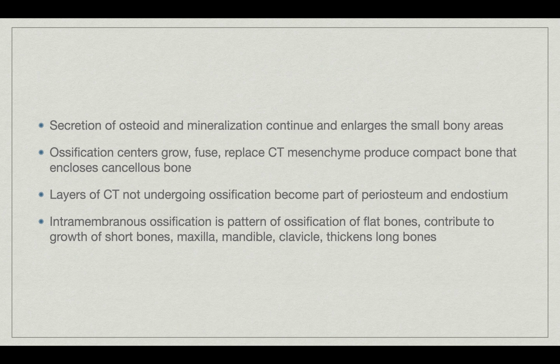Secretion of osteoid and mineralization continues, and then it will enlarge the small bony areas. The ossification centers eventually grow, they fuse, then they replace the connective tissue mesenchyme and produce compact bone, and that will enclose the cancellous bone. And the layers of connective tissue not undergoing ossification instead will become part of the periosteum and then the endosteum.